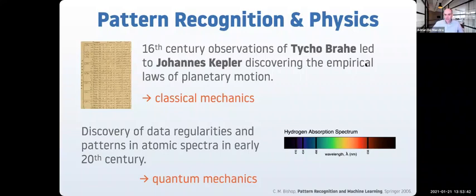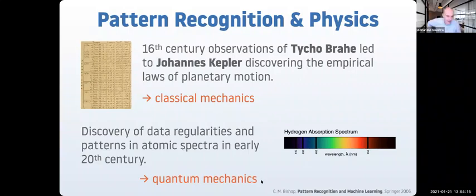In particular, in the 16th century, Tycho Brahe looked at the position of planets. Johannes Kepler analyzed those and said, aha, ellipses, and discovered the empirical laws of planetary motion. And that really led to the field of classical mechanics, where we can predict where everything is at any time. So that was basically taking data, just numbers in a chart, and understanding the underlying physics. That observation led to the discovery of classical mechanics, how things work.